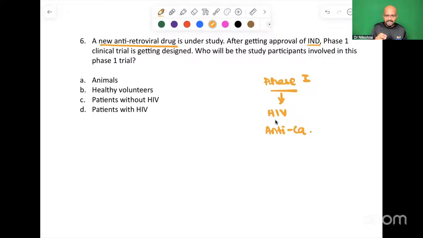So if the study drug is going to be an antiretroviral or anti-cancer drug, the phase 1 trial itself will not be exposing a normal healthy volunteer to those anti-cancer or antiretroviral drugs. So the answer for this question is going to be option D, patients with HIV. That will be the answer here. That's a small twist, not for all phase 1 trials are healthy volunteers. If the study drug is anti-HIV or anti-cancer, then the target population would be patients with HIV.